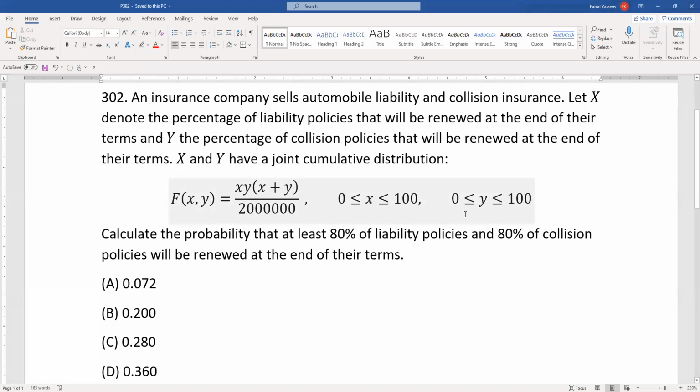A company sells auto liability and collision insurance. Let X denote the percentage of liability policies that will be renewed at the end of their terms, and Y the percentage of collision policies that will be renewed at the end of their terms. X and Y have a joint CDF given below. Calculate the probability that at least 80% of liability policies and 80% of collision policies will be renewed at the end of their terms.